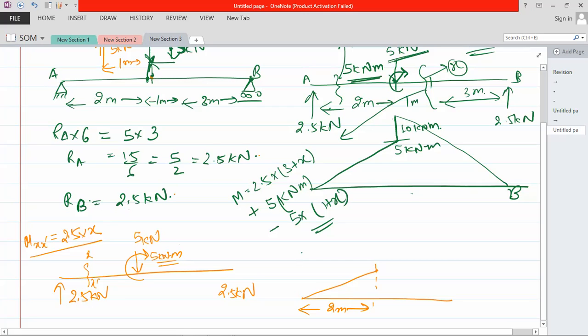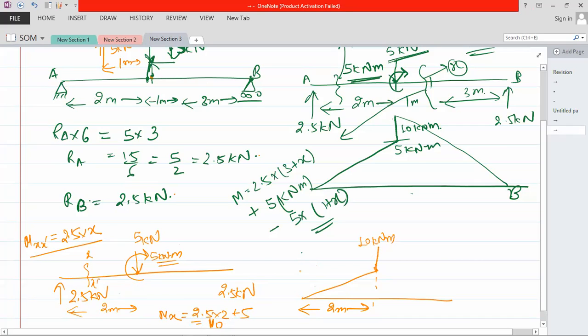Now if I take at 2 meter, then Mx will be 2.5 into 2 plus 5, then it will be 10. So at this point you have 5 kilonewton meter, and now it will shift to 10 kilonewton meter.